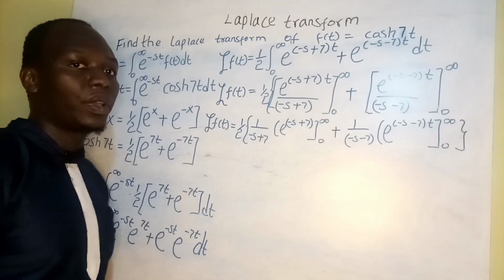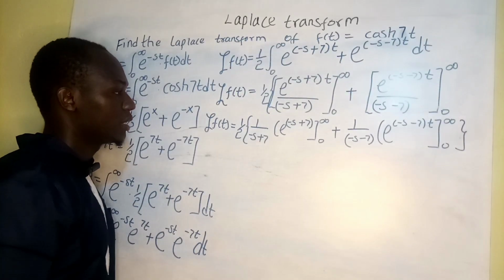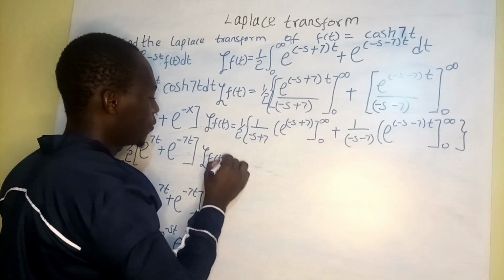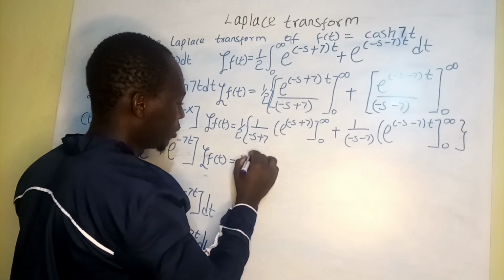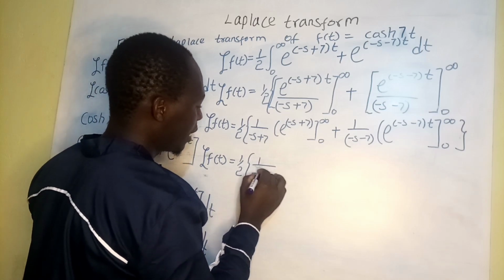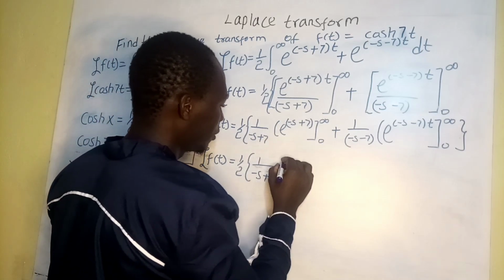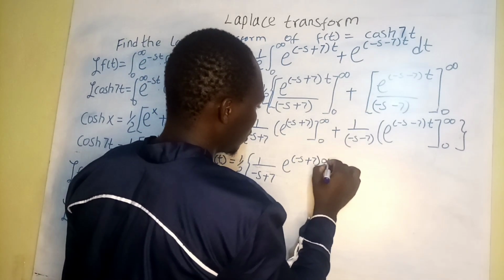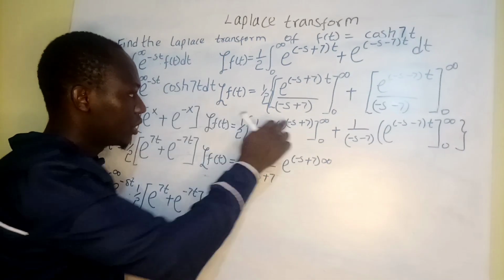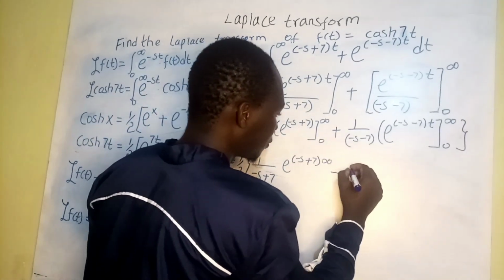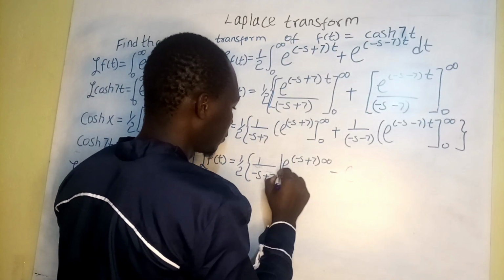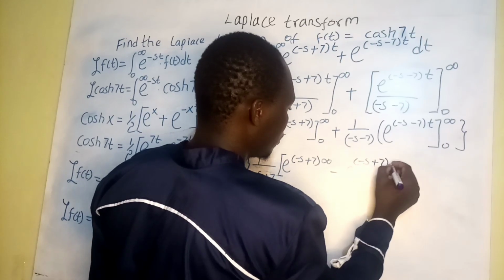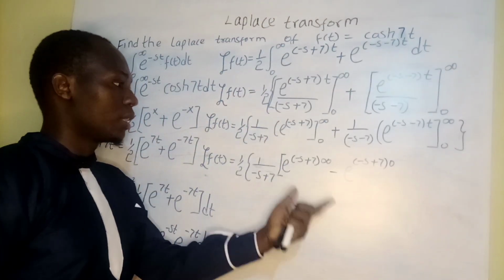Let us now do away with the limits, that is the upper class limit and the lower class limit, whereby we can say the Laplace transform of our function f of t is going to be equals to a half into 1 all over negative s, we add 7, exponential negative s, we add 7. We come and insert the upper class limit here. We subtract from exponential negative s, we add 7. We insert our lower class limit.